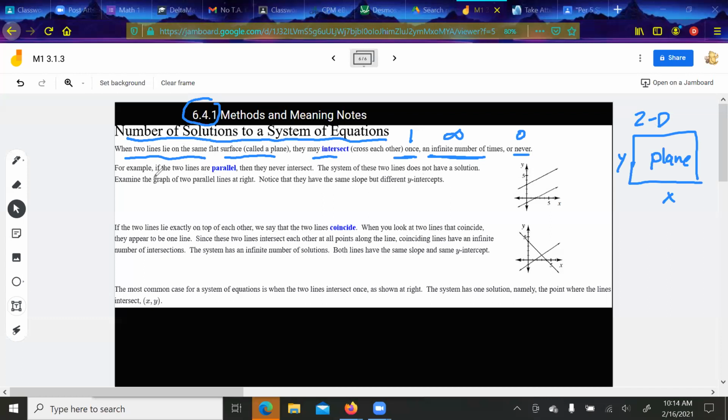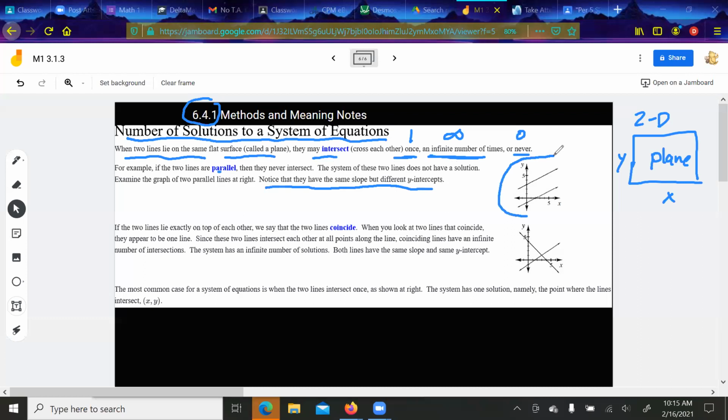Okay, so I'll read the next short paragraph here. For example, if the two lines are parallel, then they never intersect. The system of two lines does not have a solution. Examine the graph of the two parallel lines at the right. Notice that they have the same slope, but different y-intercepts. That would be a good thing to write down. These two lines have the same slope, but different y-intercepts.